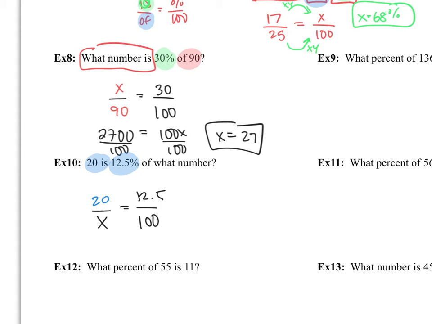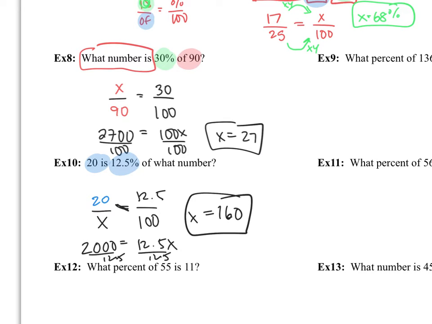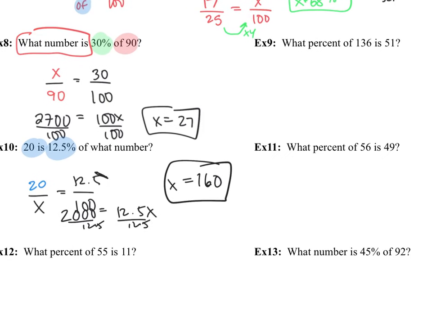My of is my unknown, and I cannot find like a quick multiplier from 20 to 12.5, so I'm going to cross multiply. So 20 times 100 is 2,000, and 12.5 times x is 12.5x. Then to get x by itself, I'm going to divide both sides by 12.5. And if I do that in my calculator, what I end up with is 160. Which again makes sense because 12.5% of a number is not a lot, and 20 is not a lot of 160.